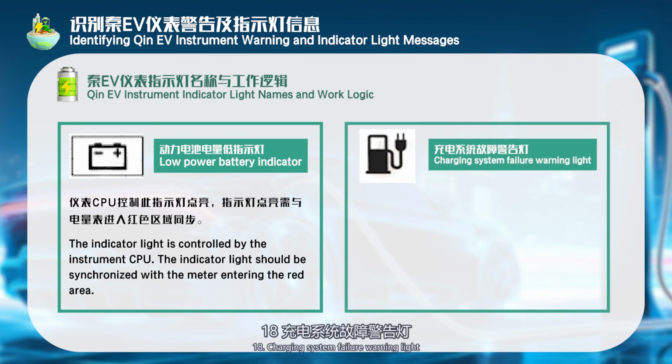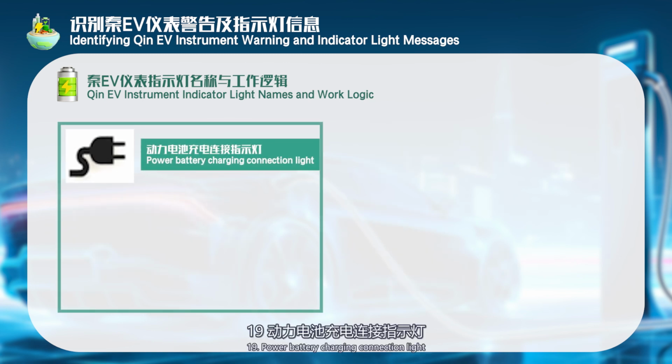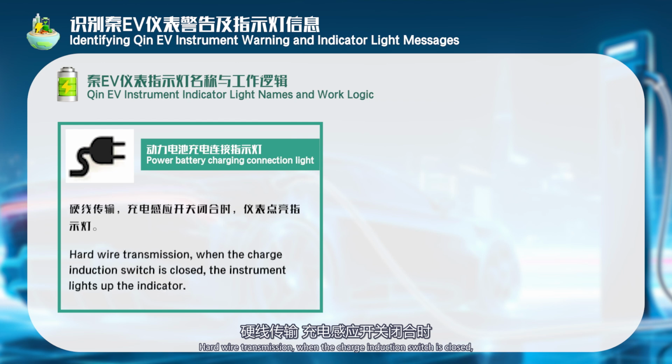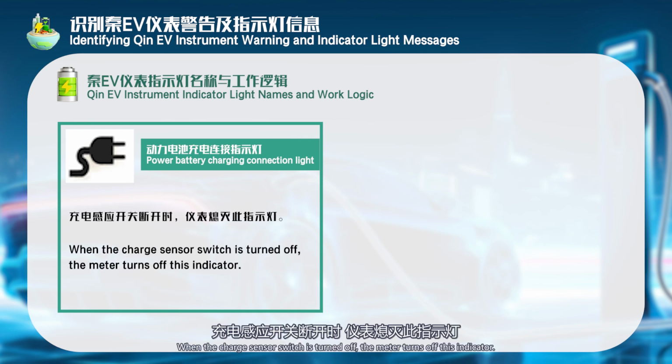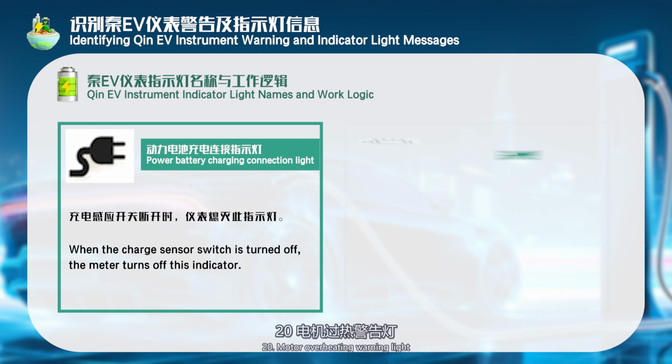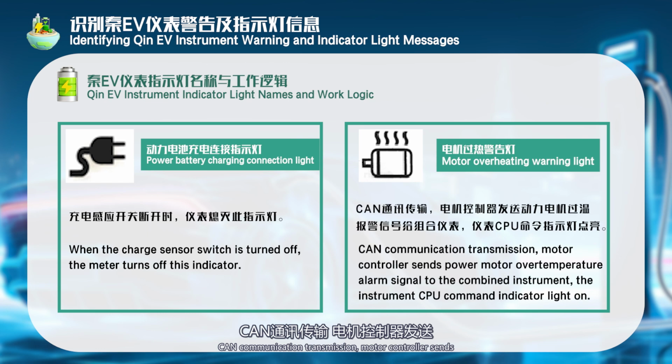18. Charging system failure warning light. CAN wire transmission of DC and charging system fault signal. Combined instrument controls the indicator light on. 19. Power battery charging connection light. Hard wire transmission. When the charge induction switch is closed, the instrument lights up the indicator. When the charge sensor switch is turned off, the meter turns off this indicator. 20. Motor overheating warning light. CAN communication transmission. The motor controller sends the power motor over-temperature alarm signal to the combined instrument. The instrument CPU commands the indicator light on.